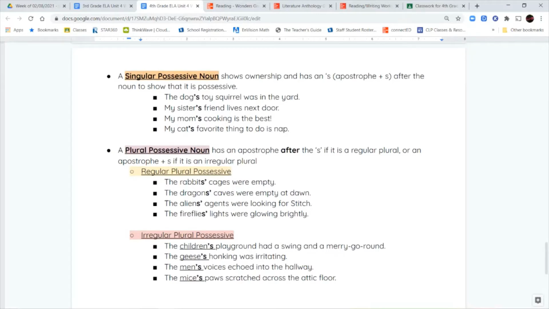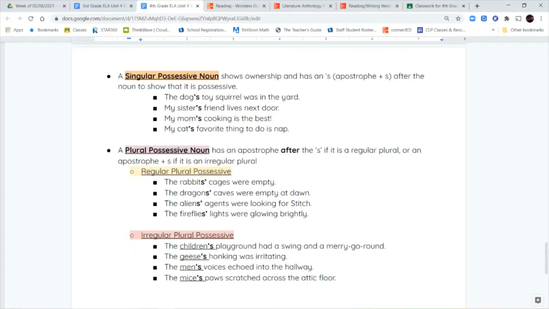So we have singular possessive. That means one thing owns something else, or we have plural possessive, where it's a group that owns something. Now, singular possessive shows ownership, and it has an apostrophe S after the noun to show that it's possessive. So the dog's toy squirrel was in the yard. So we're talking about a toy squirrel that belongs to that one dog.